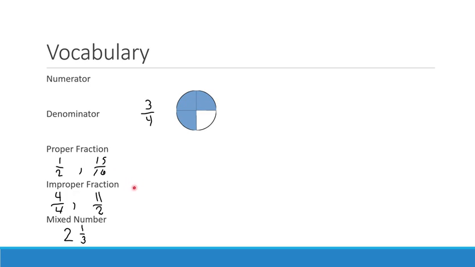An improper fraction has 2 types. The first is when the numerator and the denominator are the same number, as in 4/4. The second type is when the numerator is greater than the denominator, like 11/2. Lastly, the mixed number is when we're combining a whole number with a fraction, like 2 1/3.